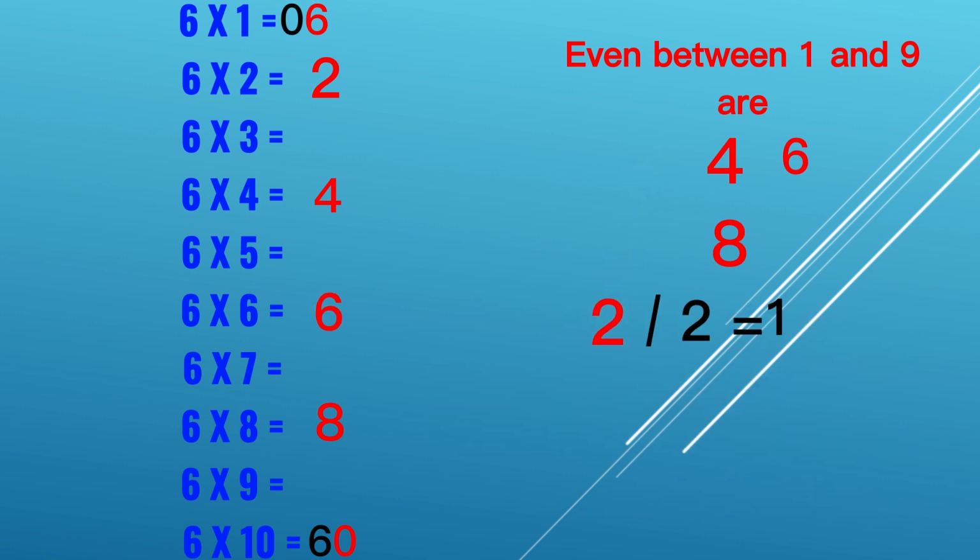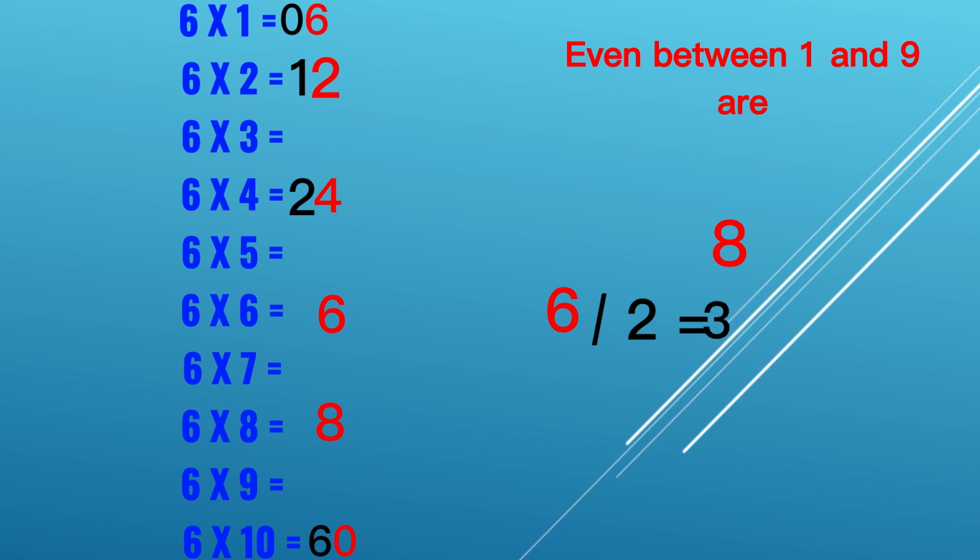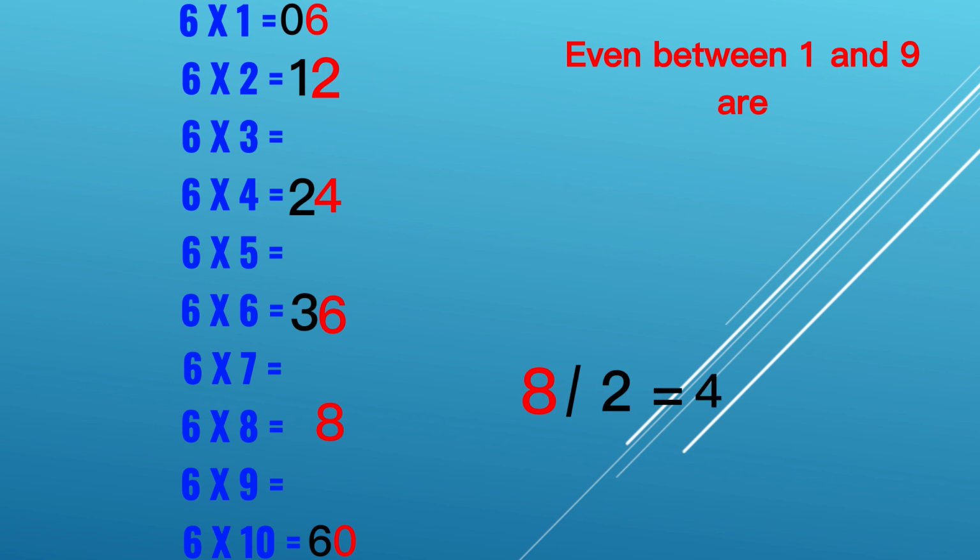So when we divide 2 by 2, what do we get? 1. We will use that as the tens digit, which means 6 times 2 is 12. Now we also divide 4 by 2. 4 divided by 2 is what? 2. So we put that in the tens place, which gives us 24. Now 6 divided by 2 is 3. We'll put that at the tens place, which means that 6 times 6 is 36. And then the 8, you know where this is going. When we divide 8 by 2, what do we get? We get 4. So the 4 will be written as the tens digit, which means that 6 times 8 is 48.